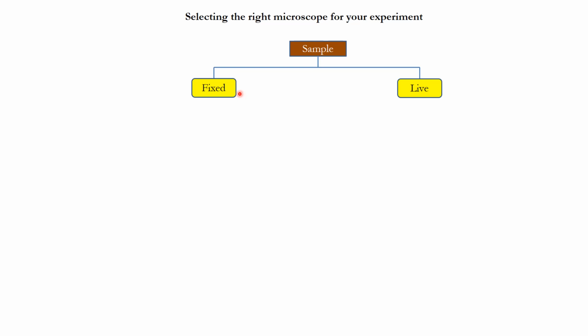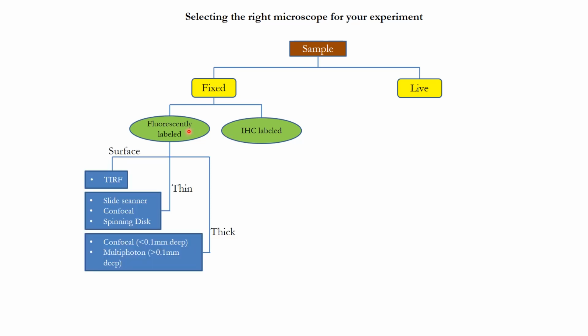If it's a fixed sample, then see whether it's a fluorescently labeled sample or is it IHC. IHC meaning it's like an eosin kind of stain, which is a fixed sample and can be a very thin sample as well. If you are trying to image near the surface, then TIRF is the way to go, total internal reflection fluorescence microscopy. Or if you are trying to do some kind of single molecule analysis, this is the best workhorse for you.